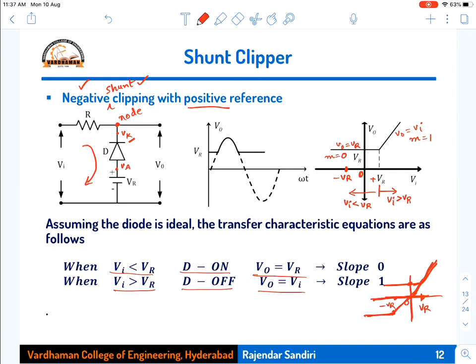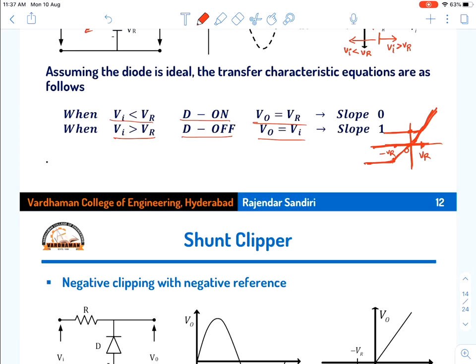So Vr will decide where the segments are to be divided: up to which point the slope will be 0, and after that where the slope will become 1. So the Vr value is deciding. Vr can be minus Vr, 0 or plus Vr. The reference voltage will decide. Next circuit.